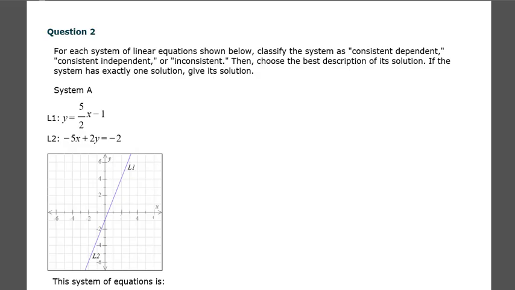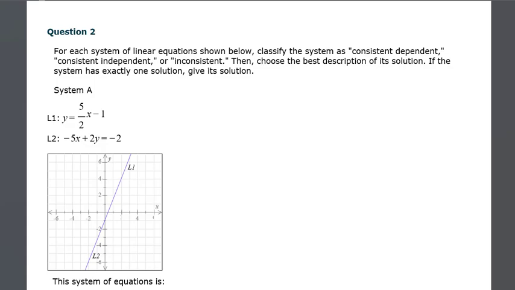For each system of linear equations shown below, classify the system as consistent dependent, consistent independent, or inconsistent. So, if a system is consistent dependent, then it has an infinite number of solutions. If it is consistent independent, then the system has a single solution. If a system is inconsistent, then it has no solution.